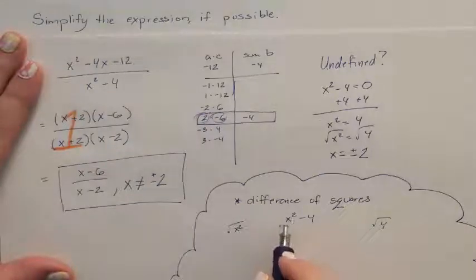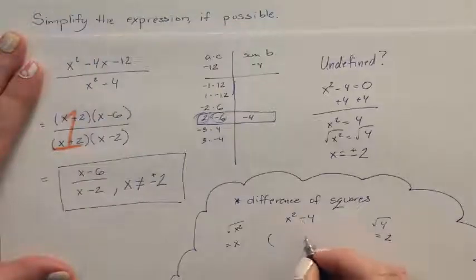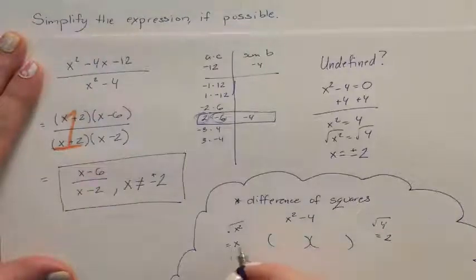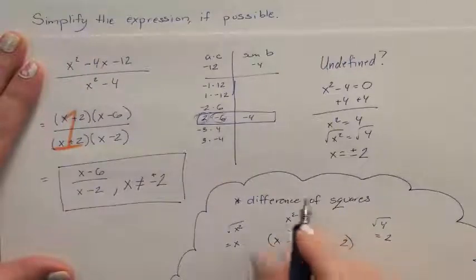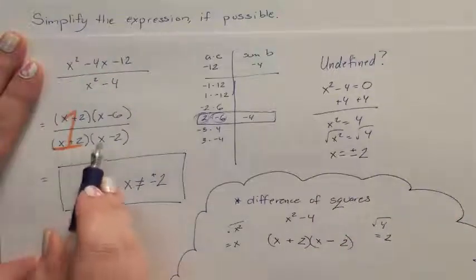So the square root of the front, the square root of x squared was x. The square root of 4 was 2. And because it's a subtraction problem, then we know we can immediately throw it in. So fronts are x's, backs are 2's. The rule for difference of squares is that it goes plus minus. That's how I got this guy right over here.